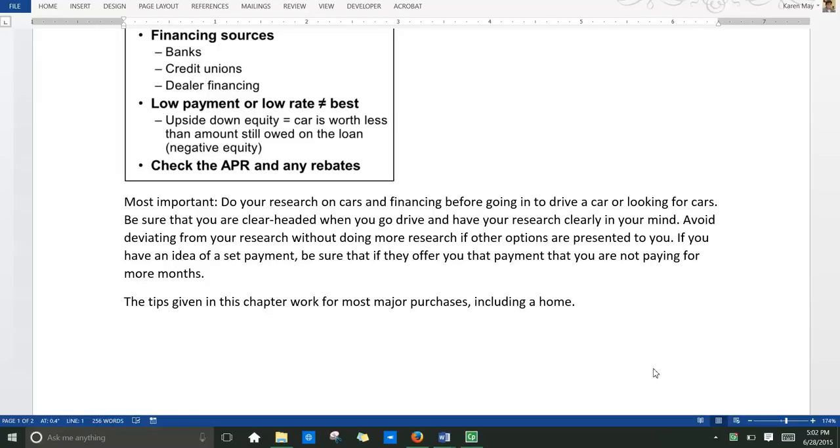The tips given in this chapter work for most major purchases, including a home. Be sure that you pay special attention to this chapter, as we all will need to buy cars, either used or new, and we all will need to buy a home, and it's a really good idea to have some knowledge of what to do before you go in to do that, so that you don't pay more than you need to for these large purchases.